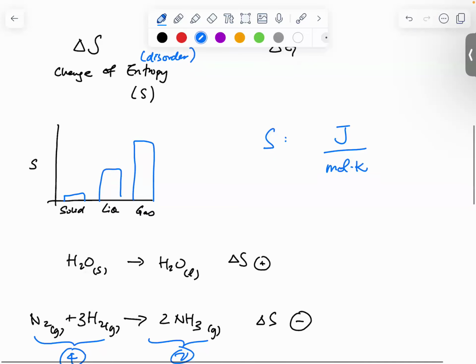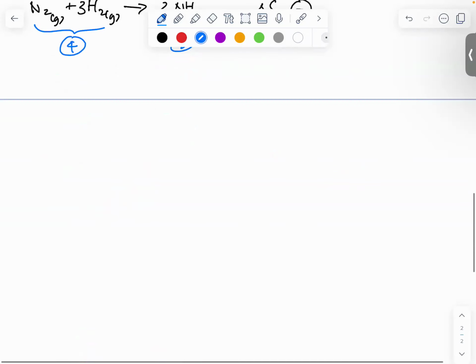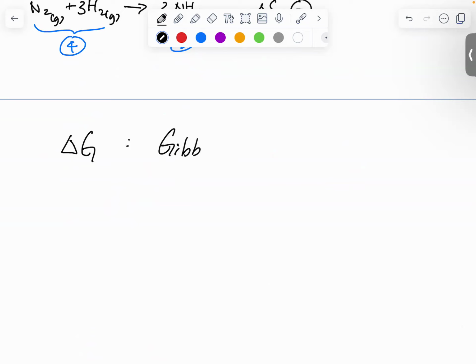All right, so let's go ahead and talk about delta G. What is that G? Gibbs free energy. Now, back in the days, we have a couple of words that we use, but nowadays it is not very popular or said by the College Board.